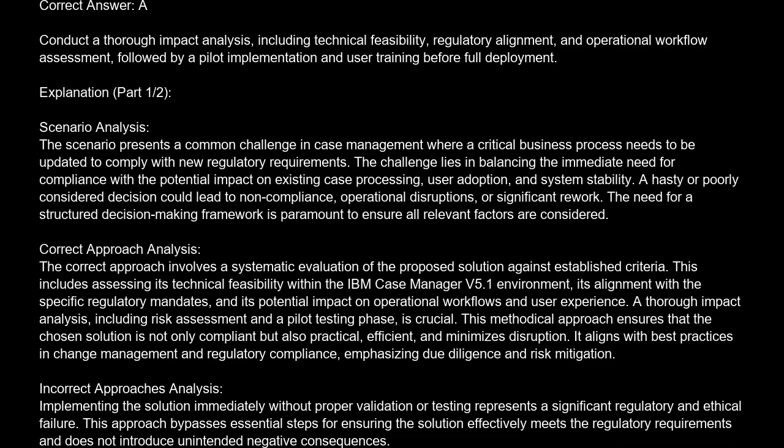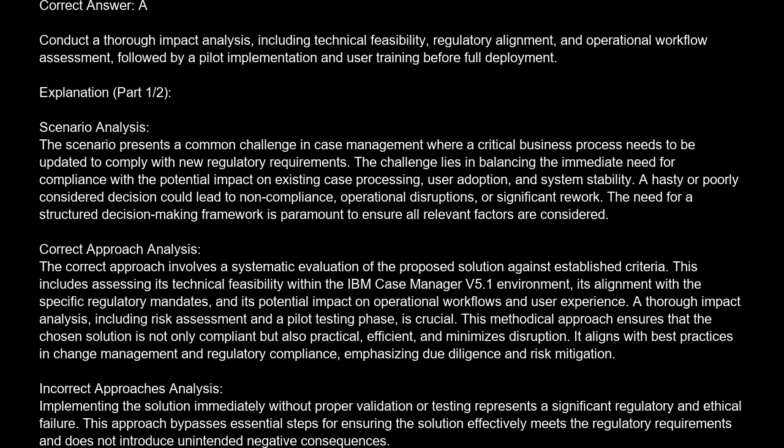Correct answer is A. Conduct a thorough impact analysis, including technical feasibility, regulatory alignment, and operational workflow assessment, followed by a pilot implementation and user training before full deployment. Explanation. Scenario analysis. The scenario presents a common challenge in case management where a critical business process needs to be updated to comply with new regulatory requirements.